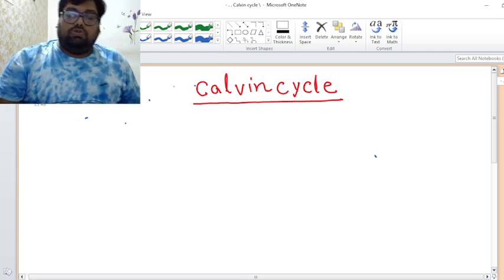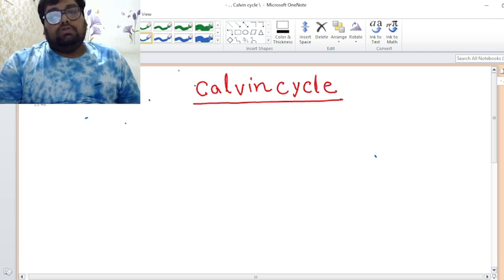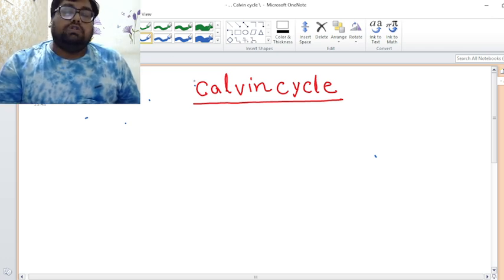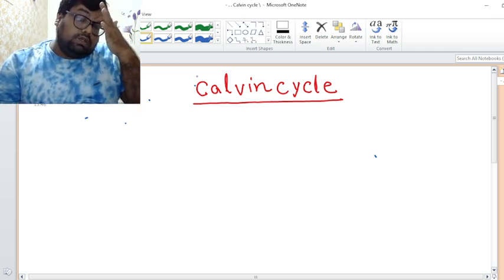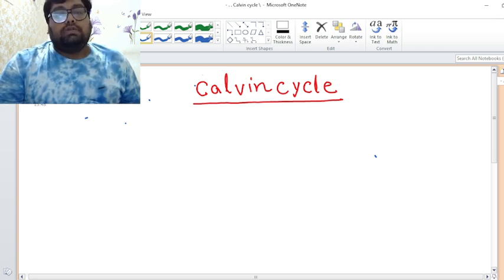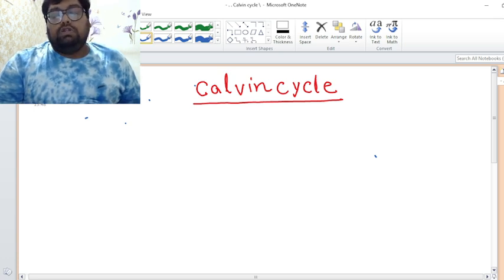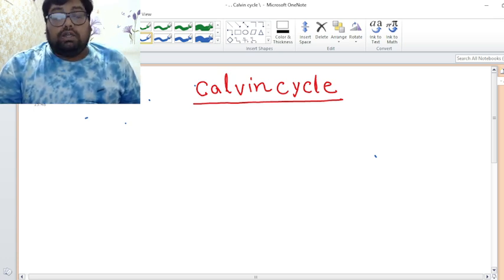Hello friends, today we are going to discuss the topic Calvin cycle. This topic belongs to photosynthesis in higher plants. It explains the mechanism of photosynthesis. Two types of reactions occur in photosynthesis in higher plants: one is the light reaction and the other is the dark reaction.